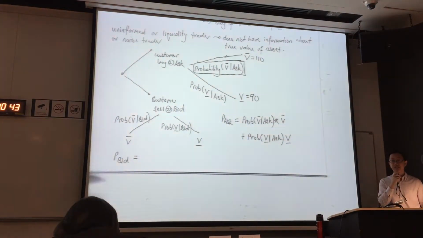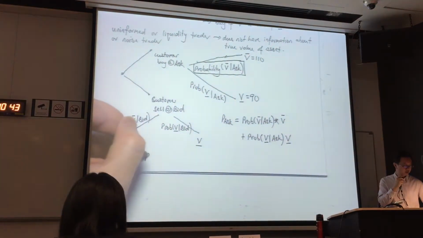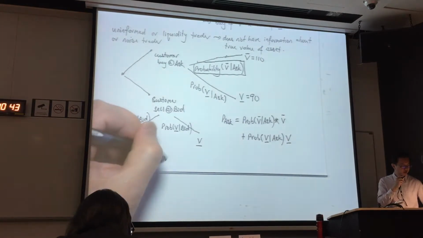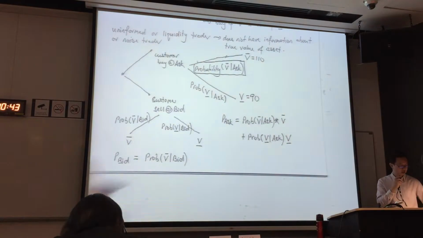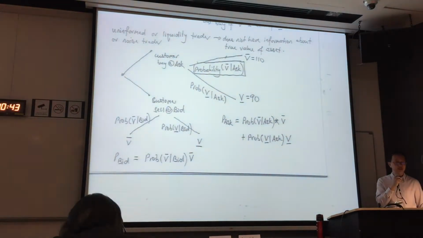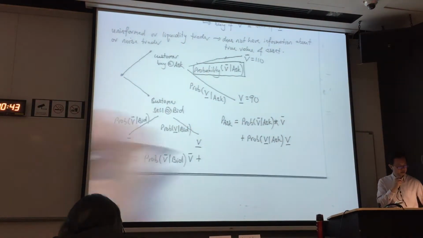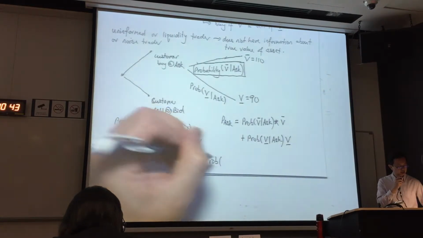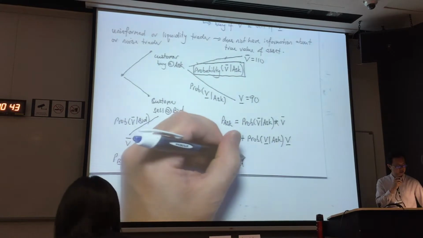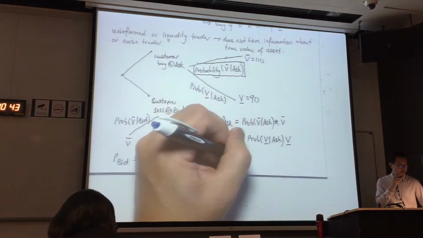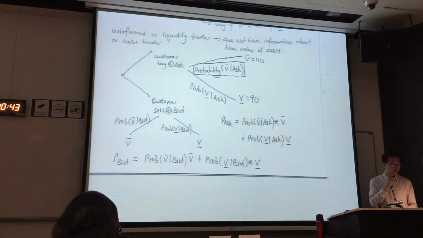Then you will be able to work out the price at the bid, using the revised probability. So you use the probability that the value is high, now that the customer is selling, multiplied by the high value, which is 110. Plus the probability that the value is low, now that the customer is selling, multiplied by the low value.